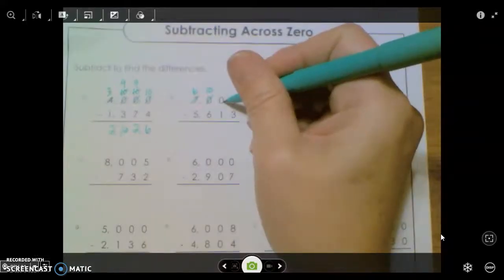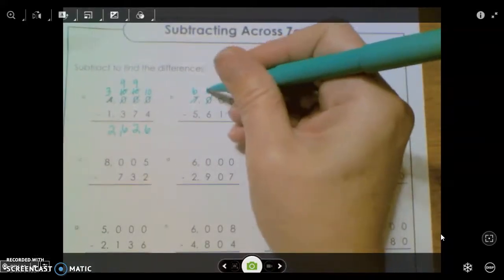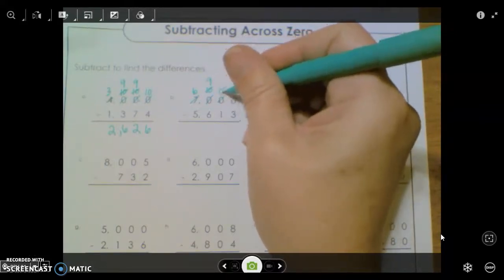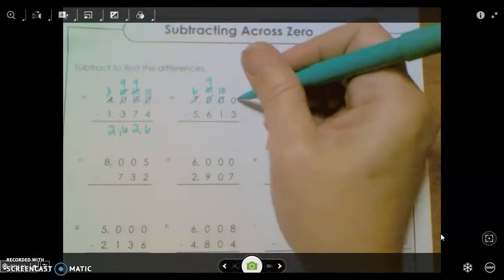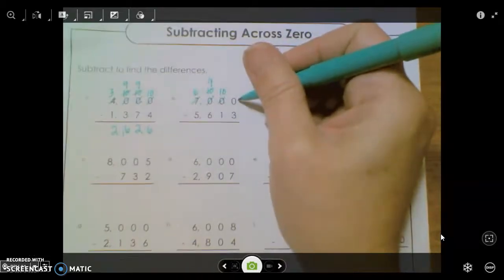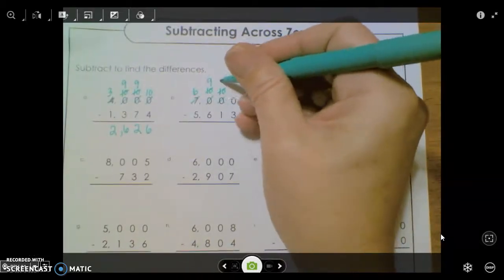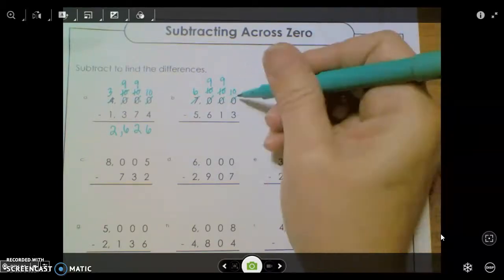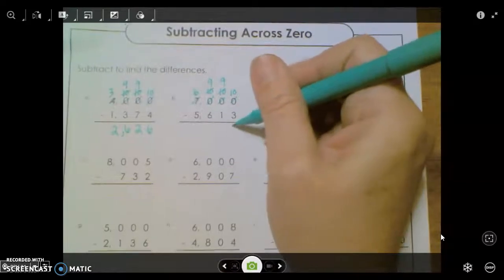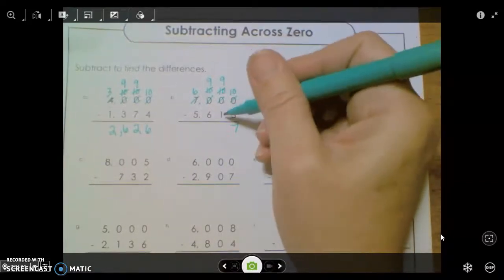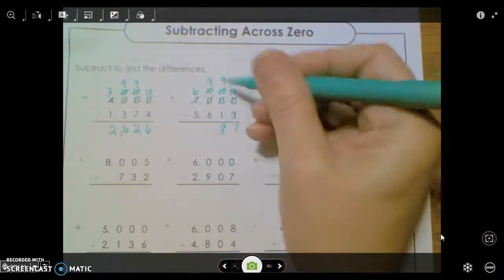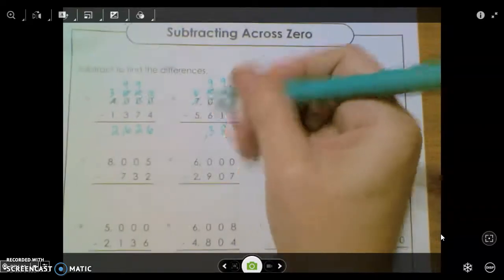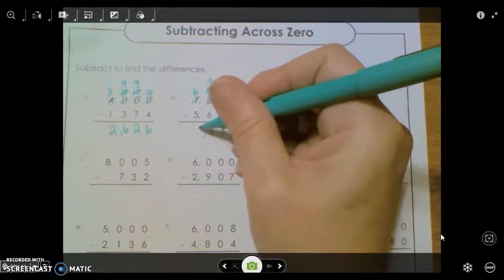Now my tens can borrow from my hundreds. So I'm going to borrow 1 from my hundreds, regroup it as 10 tens. Now my ones can borrow. So I'm going to borrow 1 from here, and this becomes a 10. So now I can do 10 minus 3 is 7. 9 minus 1 is 8. 9 minus 6 is 3. And 6 minus 5 is 1.